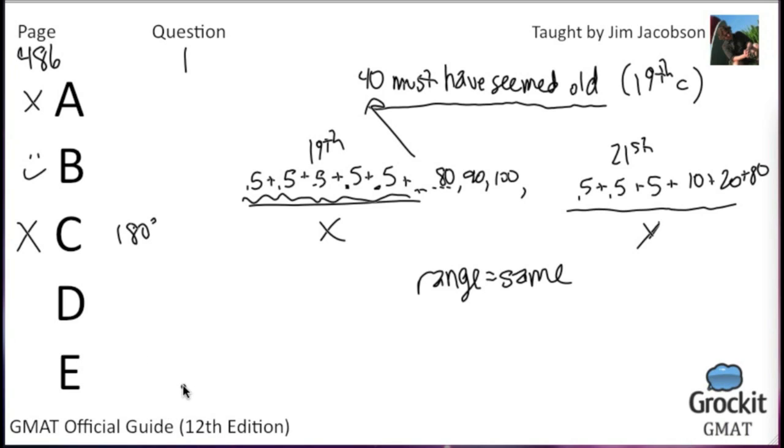Choice D, the proportion of people who die in their 70s is significantly smaller today than is the proportion of people who die in their 80s.